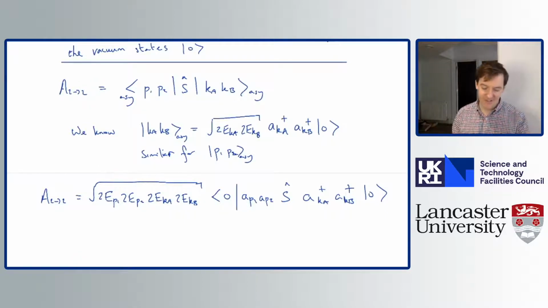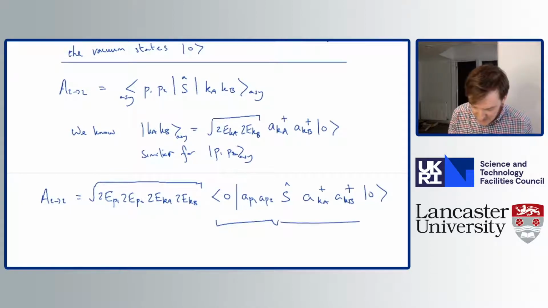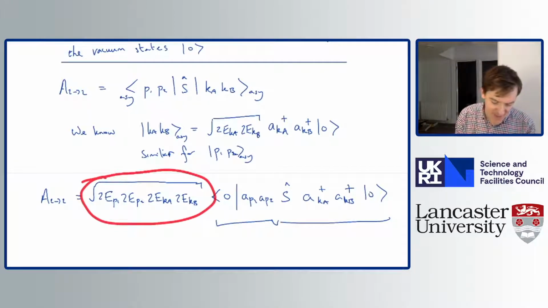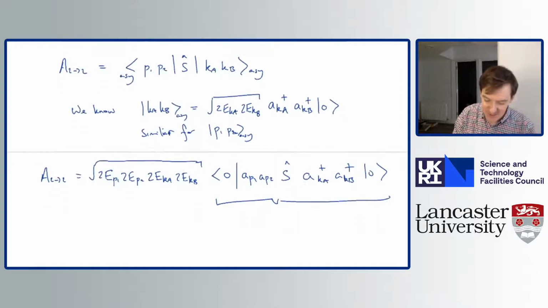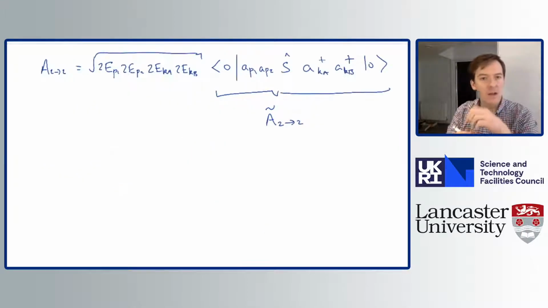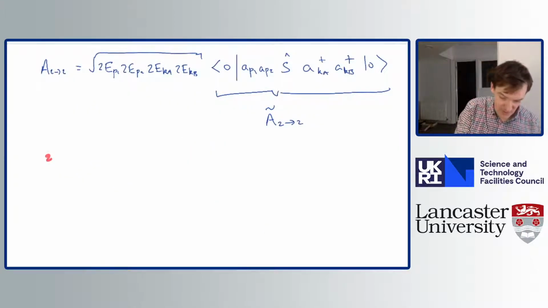We want to do that for any process, and we're doing it for this particular 2 to 2 process. The bit we're going to be most interested in isn't these square root factors, so just to save myself from writing this endlessly, which has no real content in it, I'm going to focus on the interesting bit, which is the bit between the vacuum states. I'm going to call this little bit between the vacuum states A tilde 2 to 2. And this is the bit that we're going to focus on going forward. So that's step 1.